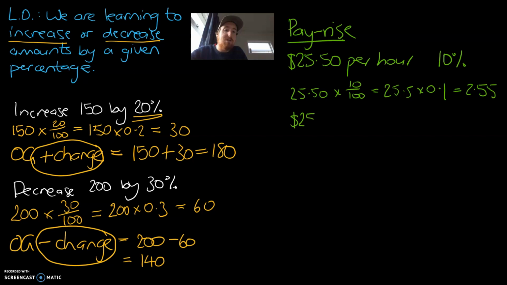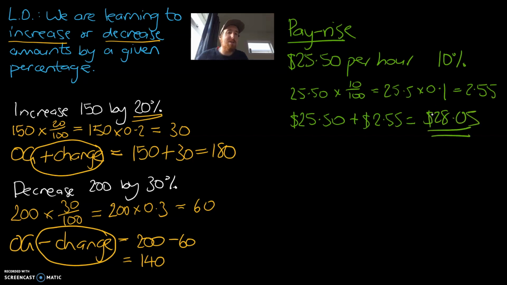So I'm now going to do that. The original amount, $25.50, plus the increase that I'm going to get, $2.55. Those two combined will give me my new pay rate, and that comes to $28.05. And again, I used my calculator to make sure I don't make any silly mistakes. So that's my new amount.